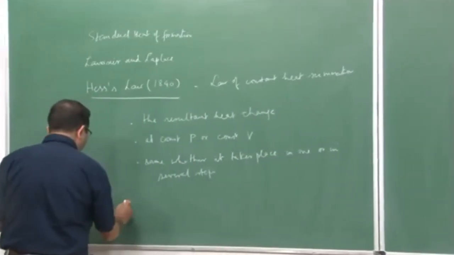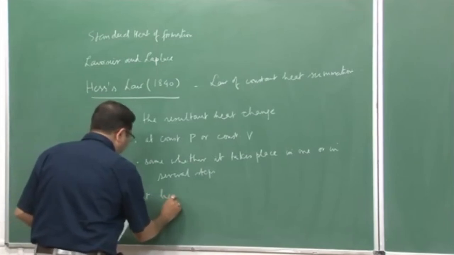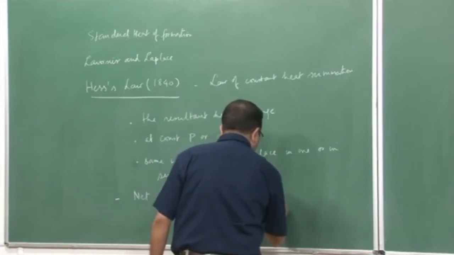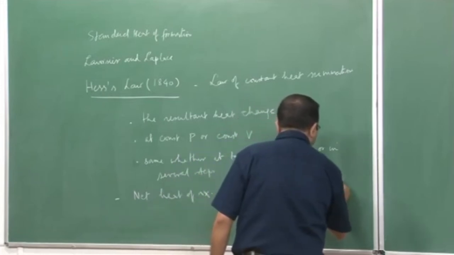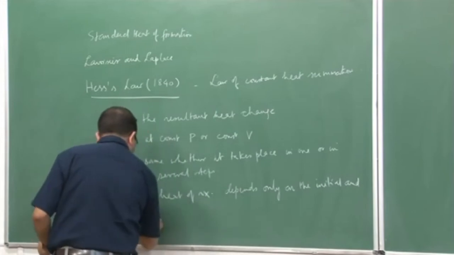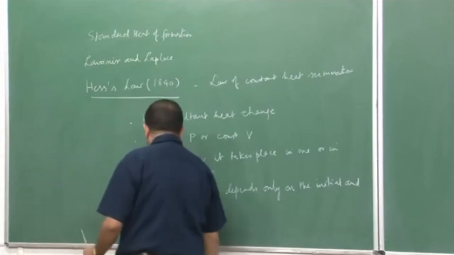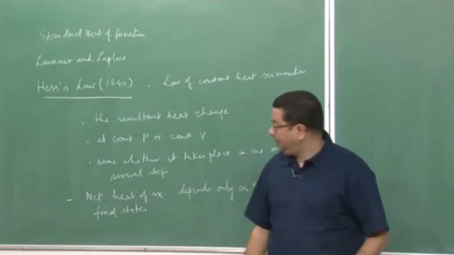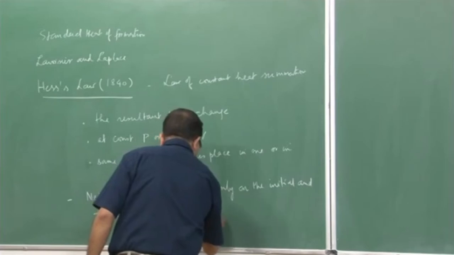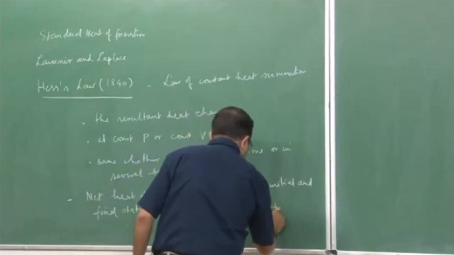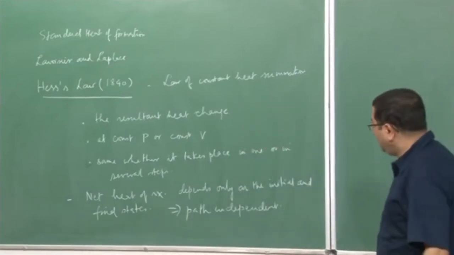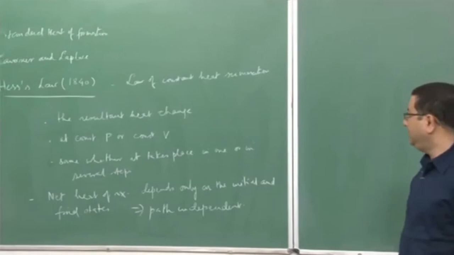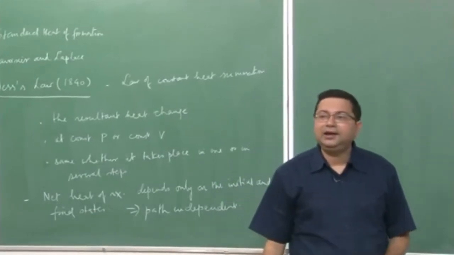So, essentially the net heat of reaction depends only on the initial and final states. It does not depend on the path taken by the reaction to reach the final state. It depends only on the initial and the final states. Therefore, it is path independent. And because of this, what is proposed is that the thermochemical equations for different reactions can be either added or subtracted like algebraic equations.